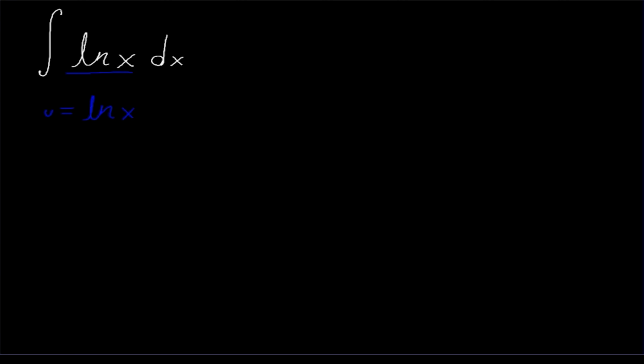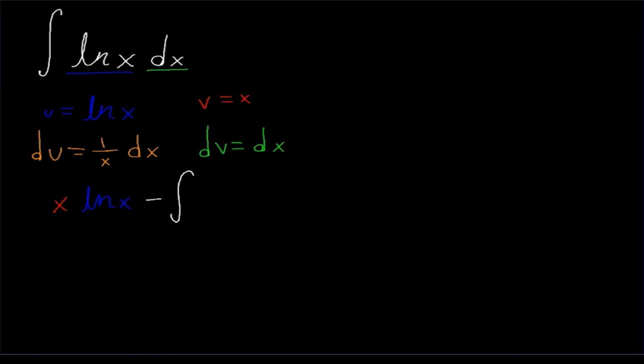Following our basic scheme, we take the derivative of u and we take the integral of dv. Once we have these two components, we can get closer to our final answer. For our first half, we multiply u and v. For our second half, we subtract the integral of du times v. After doing this, we end up with x times ln of x minus the integral of x times 1 over x dx.